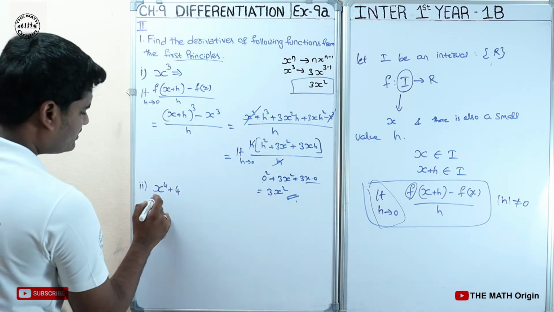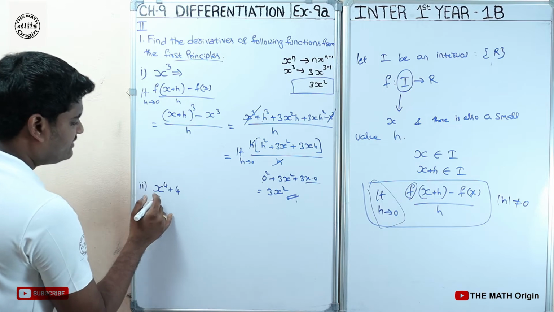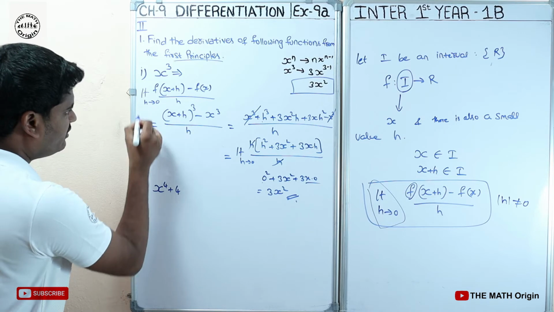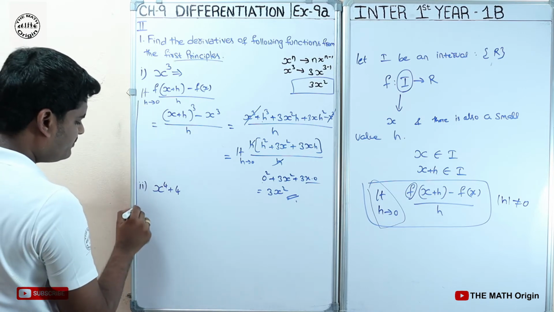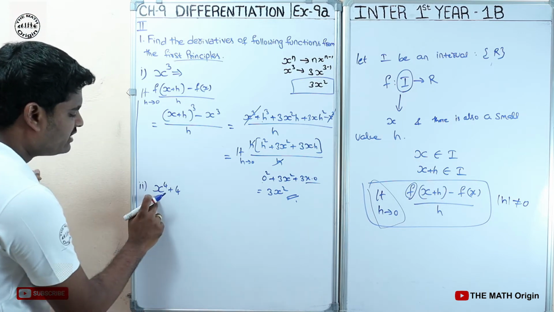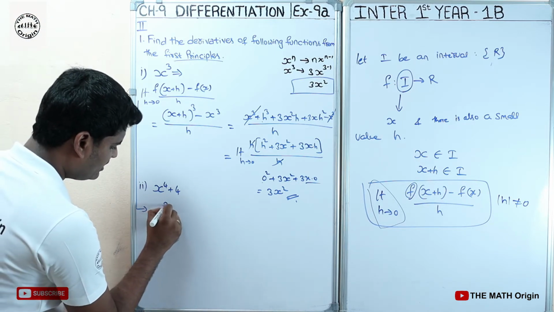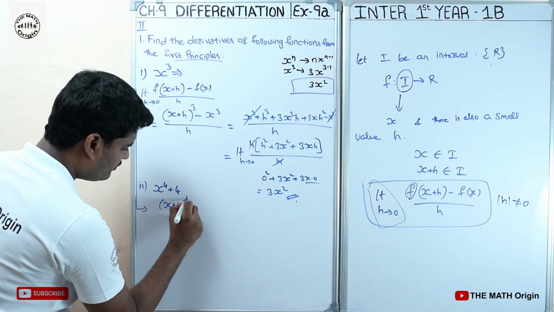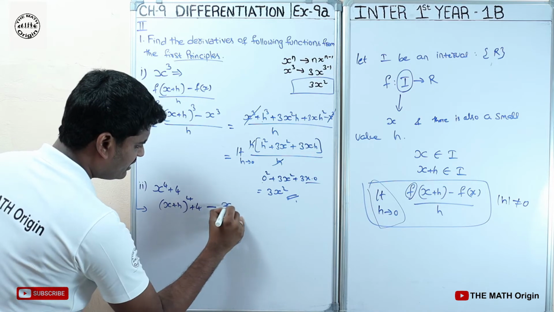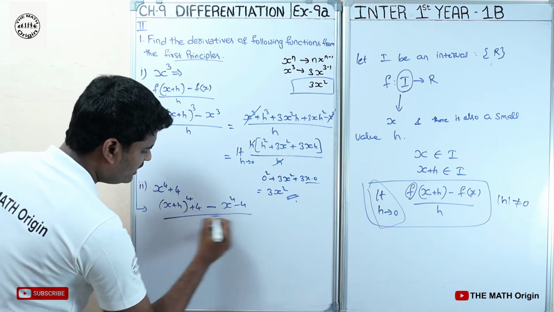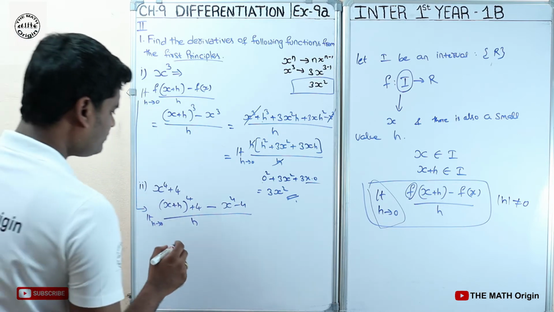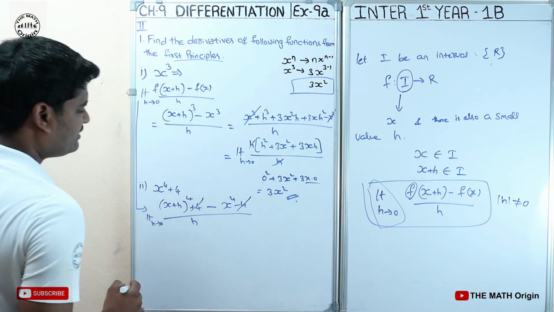In a similar way, let's derive the second one, x power 4 plus 4. We need to write the formula. We know limit h tends to 0 of f of x plus h minus f of x by h. So in place of x, let's write x plus h. That is x plus h whole power 4 plus 4 minus f of x, which is x power 4 plus 4, by h, with limit h tends to 0. So plus 4 and minus 4 are cancelled.